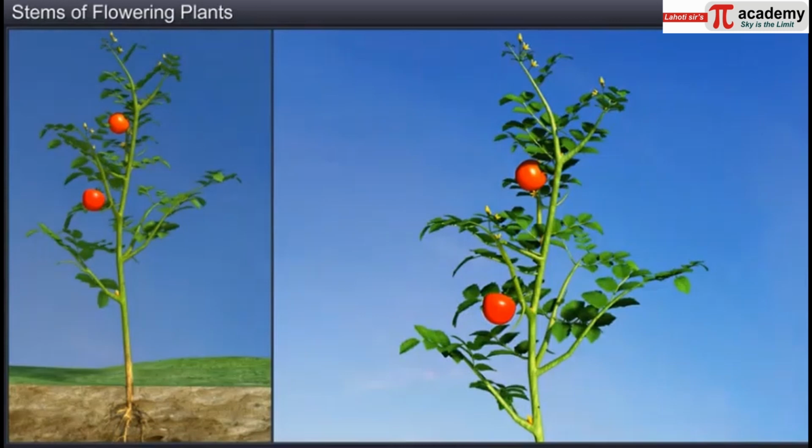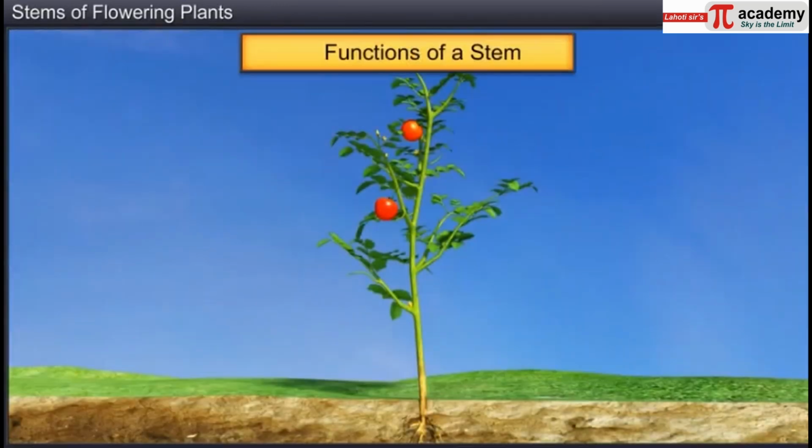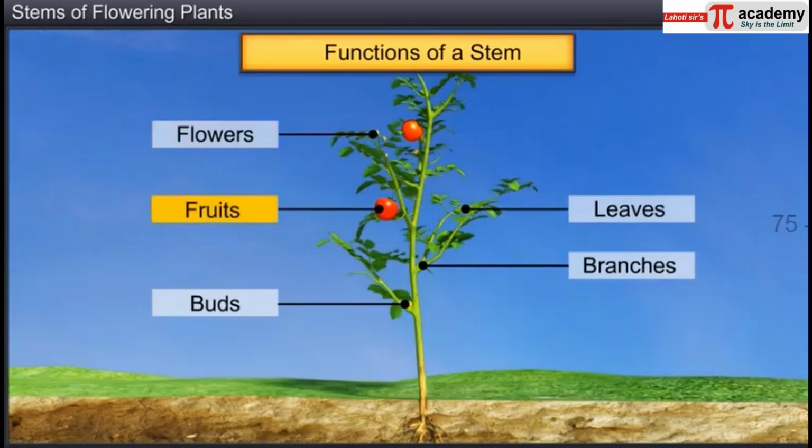As the stem grows, many lateral buds emerge, which grow into lateral branches. These branches further develop other lateral shoots called twigs or branchlets. Now, let's learn about the functions of a stem. The stem, along with its branches, holds the leaves, buds, flowers, and fruits. It transports water, minerals, and photosynthates between the roots and the shoots.